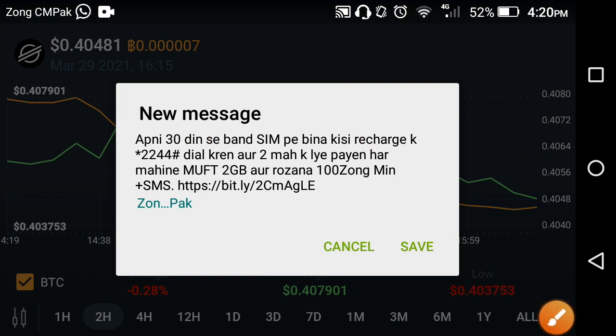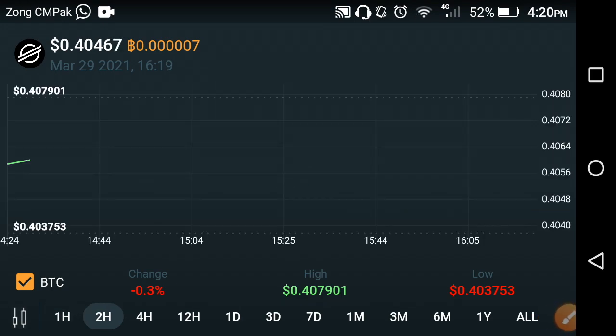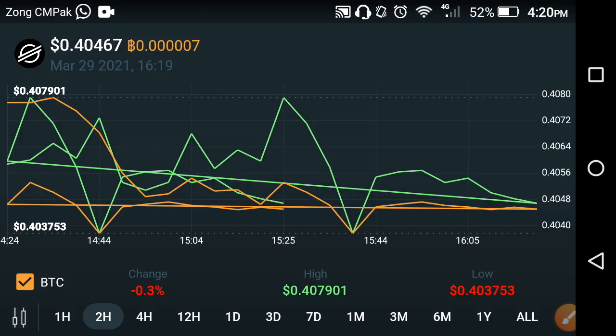Now let's see what the changes are in the last 1 hour, 2 hour. As you can see here, the whole result tells us that Stellar XLM is in a fall. I am not saying what's going to happen in the future of Stellar XLM, but my suggestion about Stellar XLM is that they are falling down hour by hour. So my suggestion is to sell it and be safe from loss.